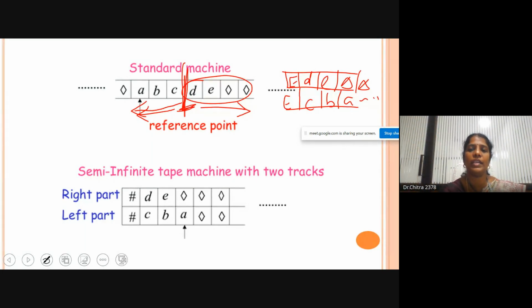Here only one is read out. If you are moving in the forward direction, use this track; if you are moving in this direction, use the other track. So the standard machine can be simulated as the semi-infinite one. Any variant can be converted into a standard format. This is the way to convert the standard machine into a semi-infinite one.